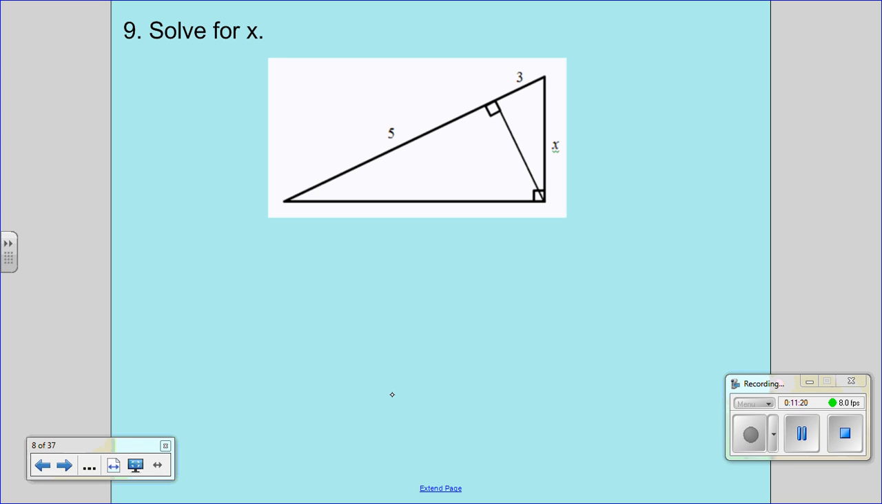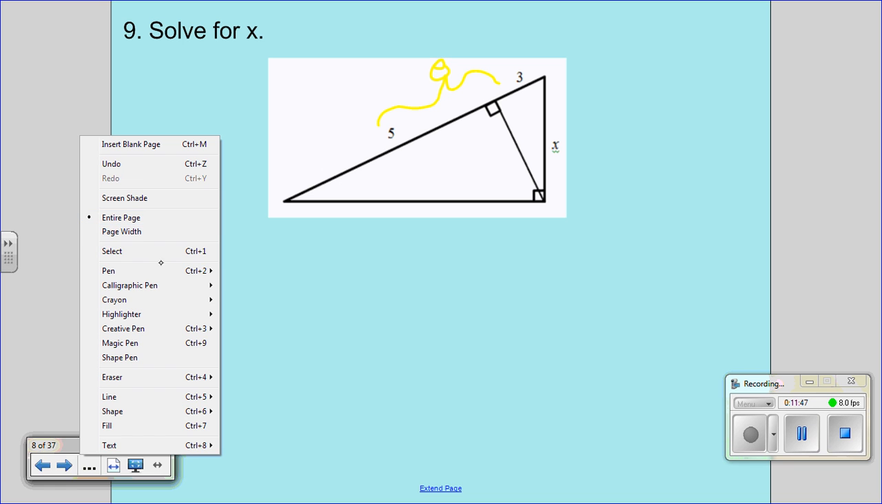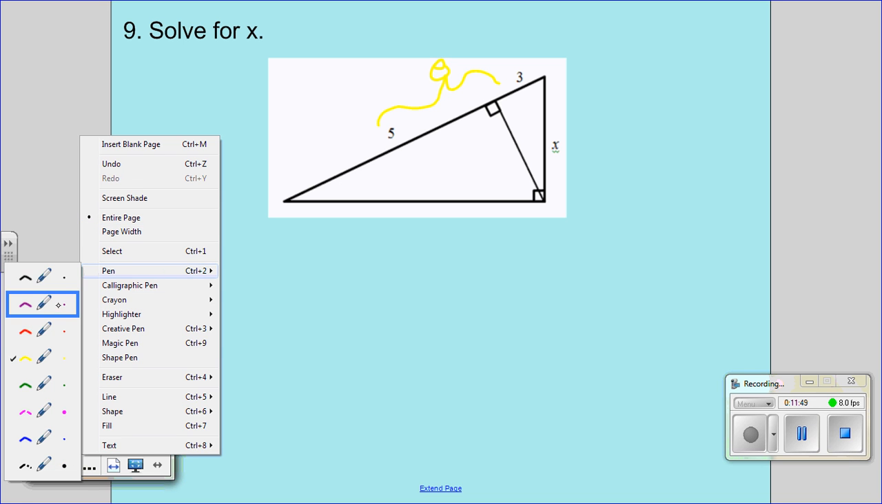So number 9, it wants us to solve for x. As you can see in this picture, x is around the corner from 3. So we're going to have to use the mustache method. We need to know the entire length of the longest side, and so that means we need to combine both 5 and 3, and when you combine them, you get 8. Now that I have the entire length, I can use the mustache method.